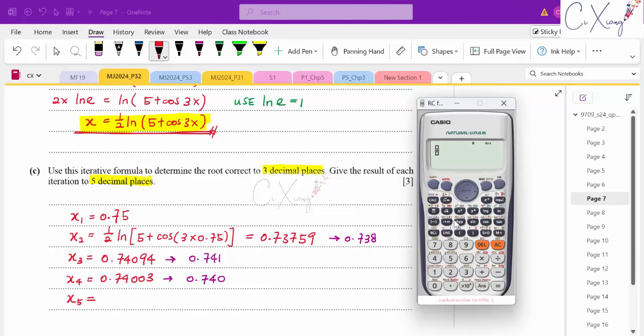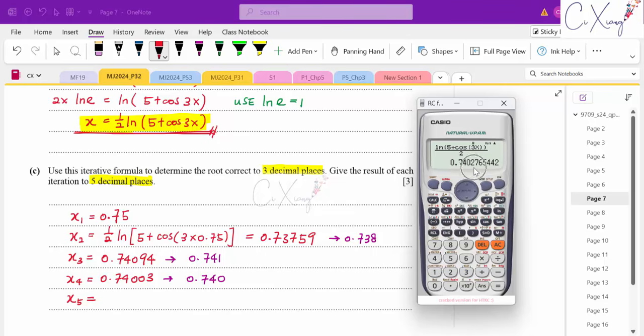So I'm having ln, then (5 plus cos 3x) divided by 2. Okay, then now I press calculate again. Then key in the value 0.74003. So 0.74003. Then press equal sign one more time.